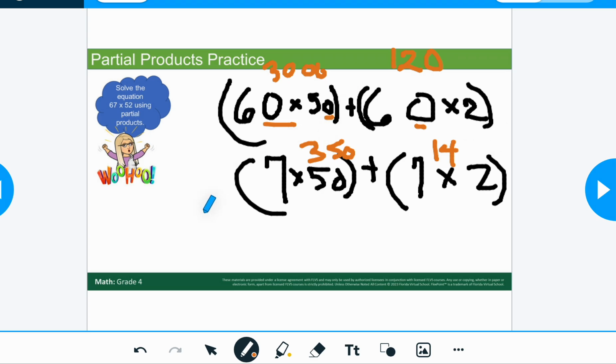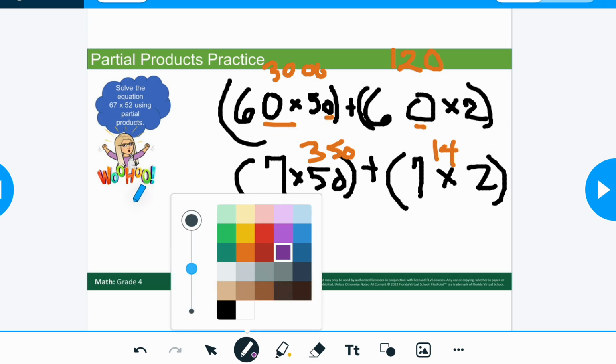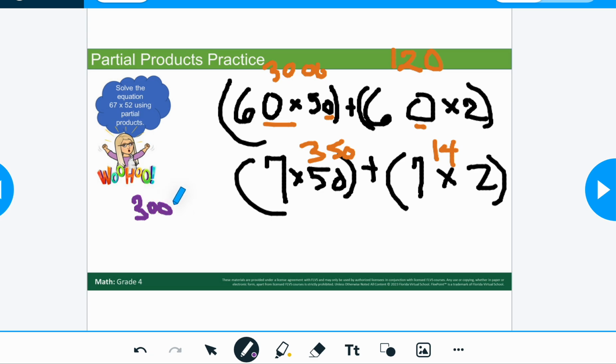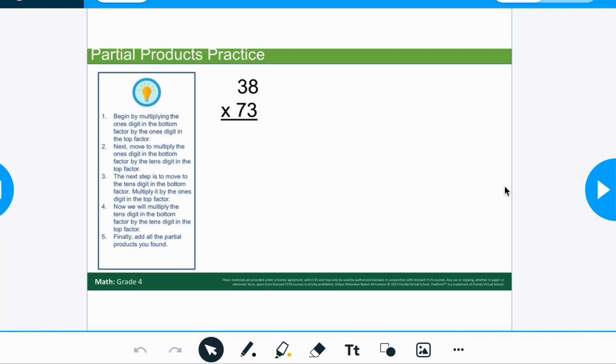So I'm going to get 3,000 plus 120 plus 350 plus 14. Let's go ahead and check it out. So I'm going to bring down the 4. 5 plus 2 more is 7 plus 1 more is 8 groups of 10, so 80. 100 plus 300, 400. Bring down the 3, 3,000. So I got 3,484. Okay, let's try another one.